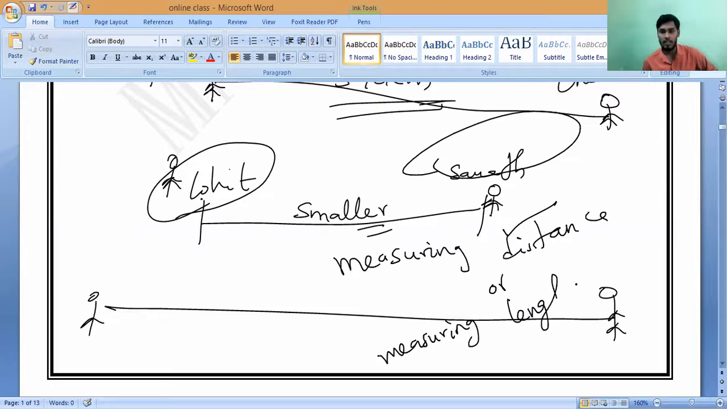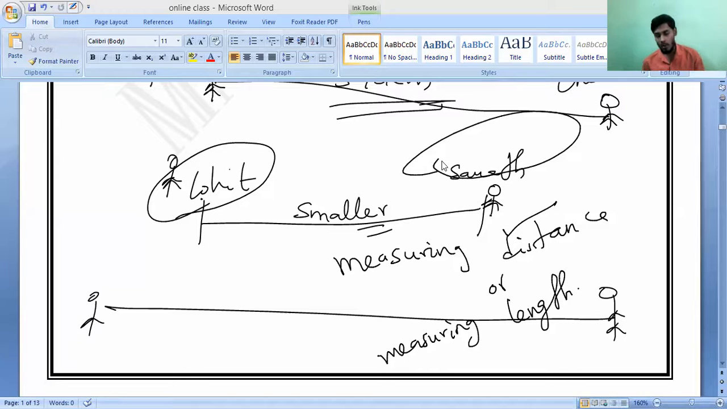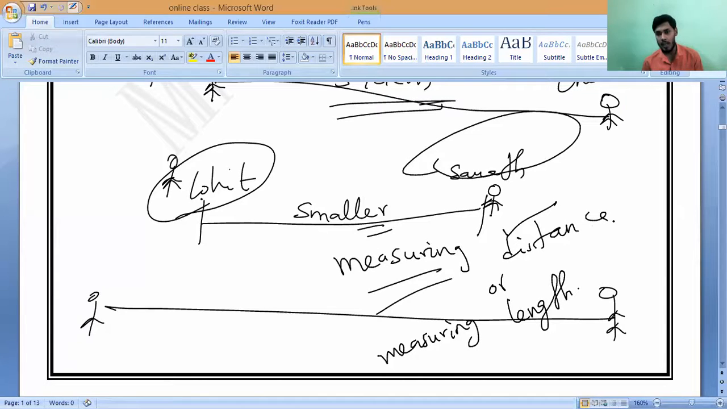Do you understand, Lohit, Sanath, Sarvesh? Everyone understand, Sarvesh, Pranav, Sanath? Yes, sir. So in future, whenever I say measuring distance or measuring length, both meanings are the same. Will you be able to remember or not?